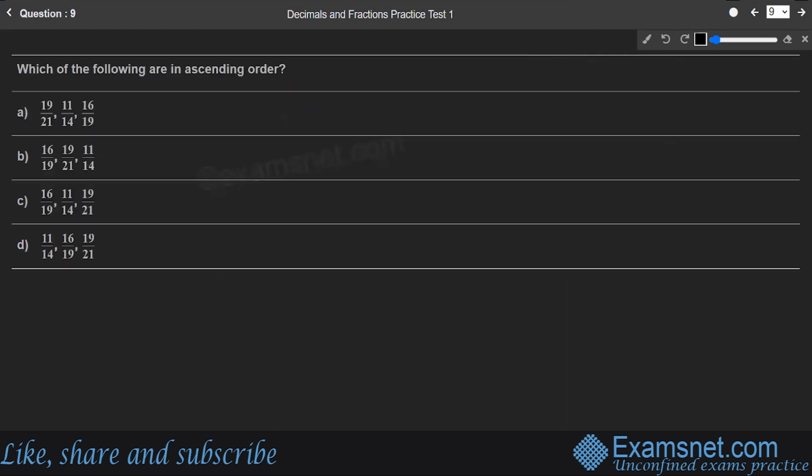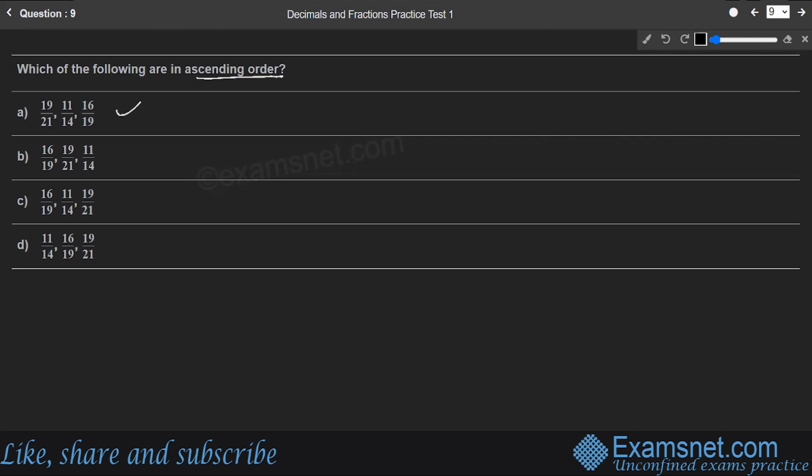Now, which of the following are in ascending order? So we are supposed to check all of them and find out which is coming in ascending order. There is a simple method: we are supposed to find the exact values, not till the last terminating decimal, but till 2 or 3 decimal places, which is sufficient to judge which particular series is going in ascending order.